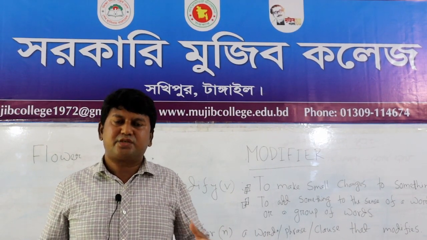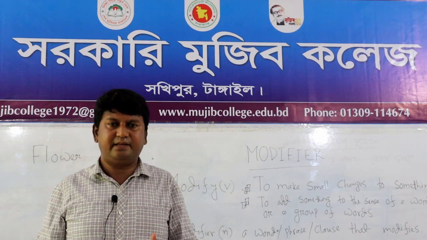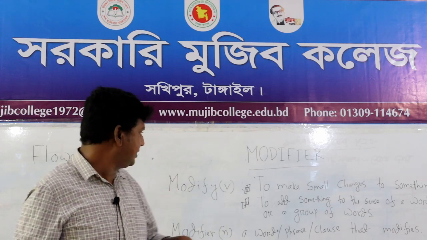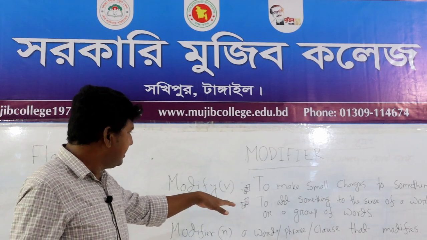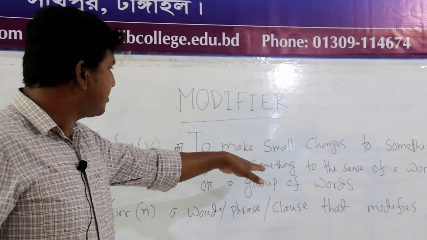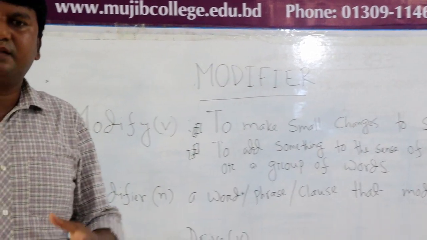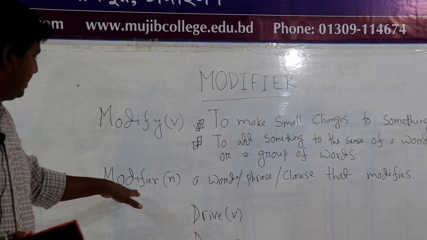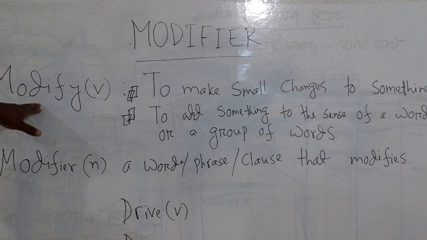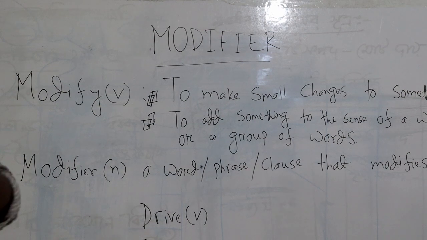Okay? Almost similar is the case in English grammar. In English grammar, we modify by adding something before a word or after the word. Look at the board, the definition. In English grammar, when we modify, we add something to the sense of a word or group of words. Okay? This is modifying. Now, what is a modifier? Modifier is the noun of the verb modify. Modifier is actually something by which you modify.